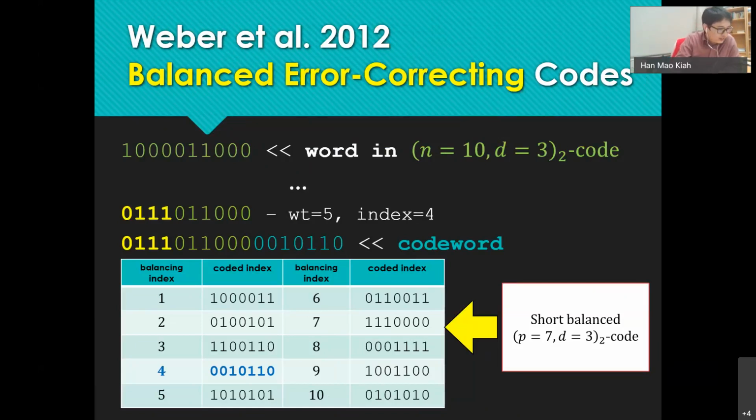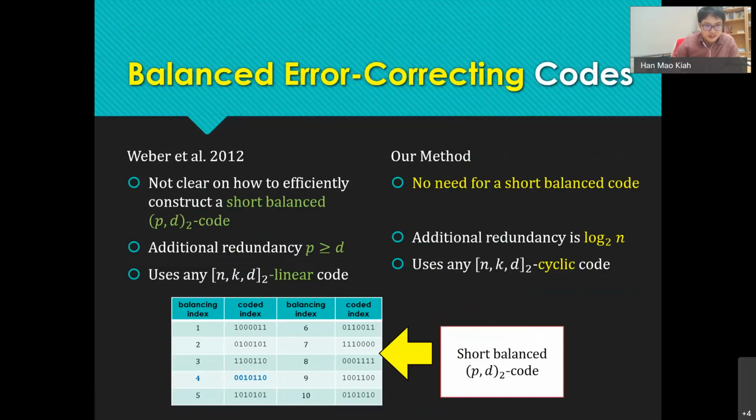As you can see, this construction is not entirely explicit, and it's not clear how we can efficiently construct this short balanced code. Furthermore, the number of additional redundant bits here is p. In other words, the distance is at most p, and the error correcting capability is limited. So in our method, we try to remove this need for a short balanced code, and what we need is just a cyclic code. Also, the additional redundancy we introduce will always be log n. This is independent of the distance d.